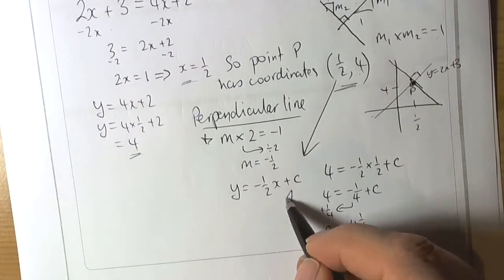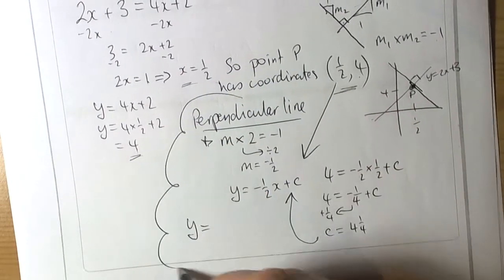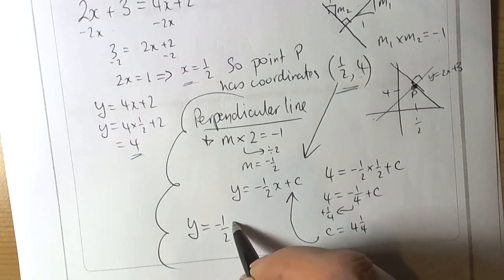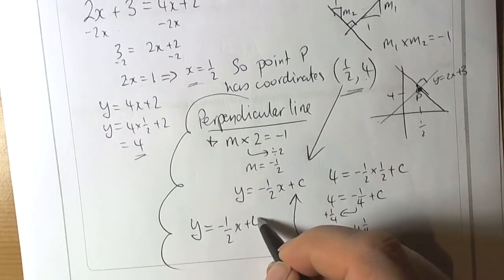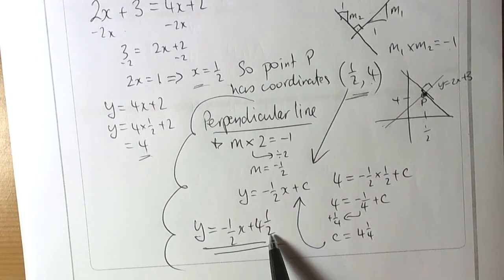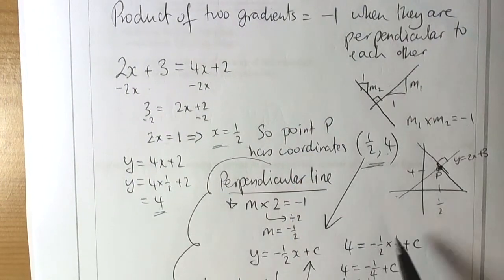Put that back into there. That tells us then for the perpendicular line we have y equals negative a half x plus 4 and a quarter. So that will be the equation of the perpendicular line that goes through 2x plus 3 at the point P.